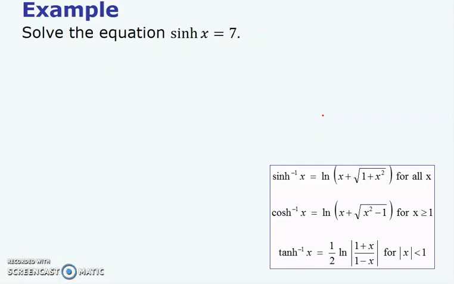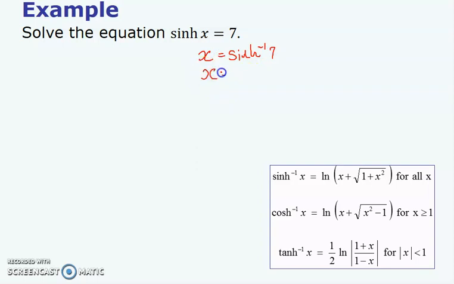So anyways, let's go on to the next question. It says solve the equation sin x equals 7. Now, we are going to try to do this as accurate as we can. It's like the ones we did before. It's the inverse sin of 7.